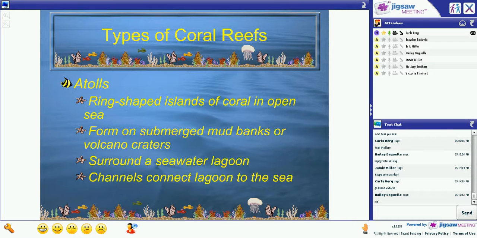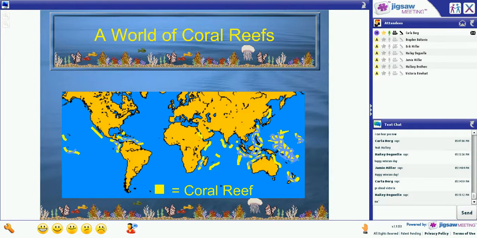An atoll is what I think is the neatest type of coral reef, and it is a ring-shaped island of coral in the open ocean. They form on submerged mud banks or volcanic craters. They're surrounded by a lagoon, and they have a small channel that connects the lagoon to the open ocean. They are very, very rare, and most of them are in the Pacific Ocean.